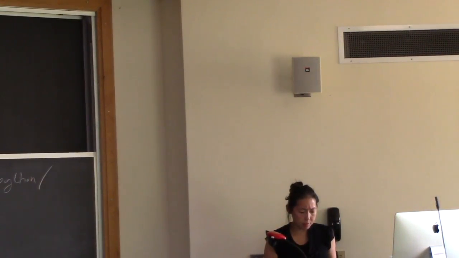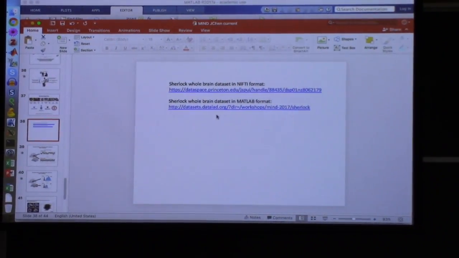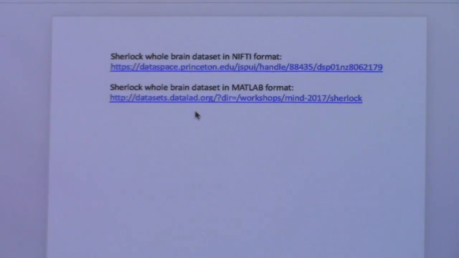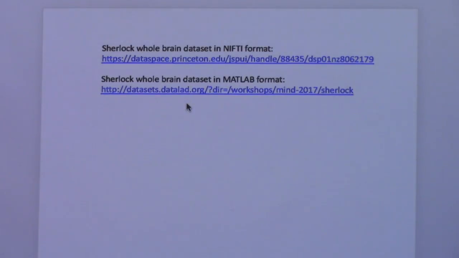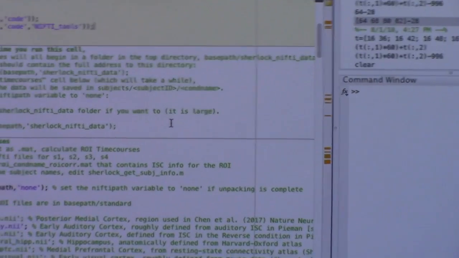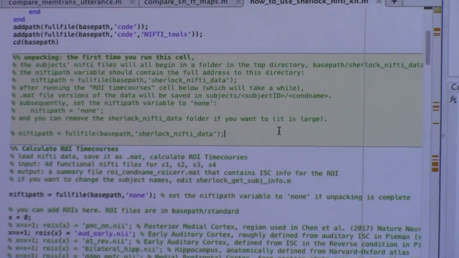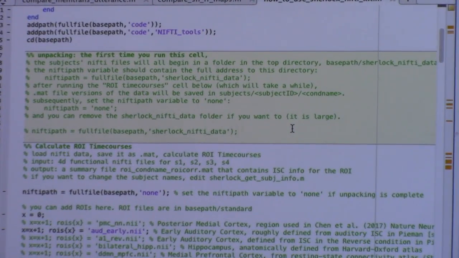Basically, the entire data set that I talked about, the Sherlock data set, is available. You've downloaded the tutorial that contains ROI data already, in the directory structure that the tutorial will show you how to create. But you could also download the whole brain data in Nifty format, and this first section of the tutorial, this unpacking part, takes you from the Nifty format into the directory structure and MATLAB format files, which are smaller and in a different shape.